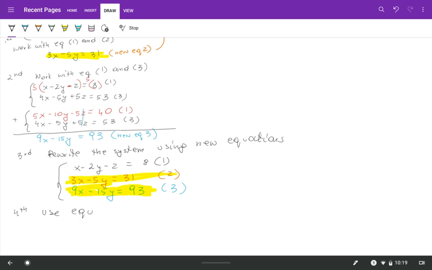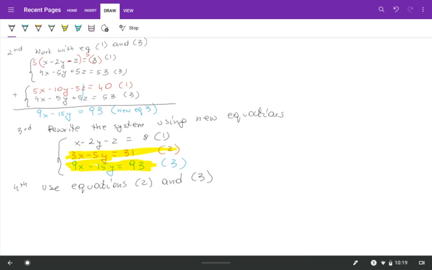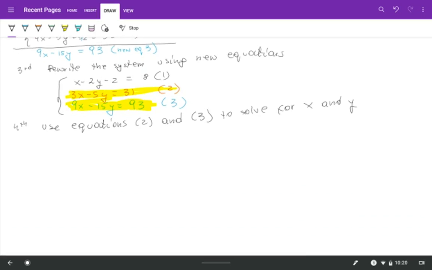Use equations 2 and 3 to solve for x and y, of course, if it's possible. So we have 3x minus 5y equals 31, equation 2. 9x minus 15y equals 93, this is equation 3. I like to use the elimination method also here.